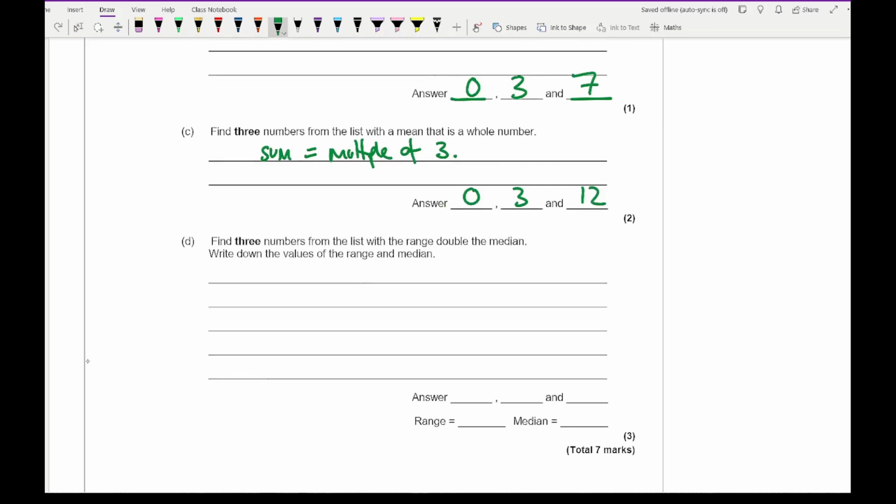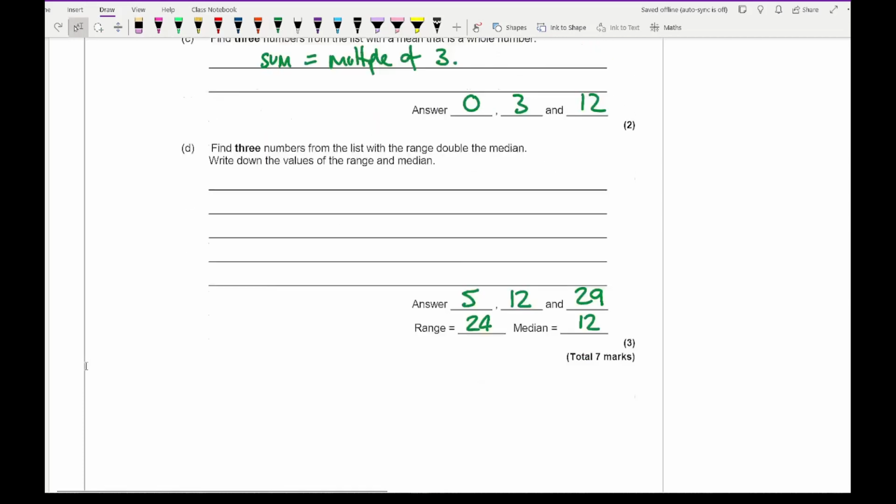So again, a possible answer you could have is 5, 12, and 29. And here the range of the numbers is 24, and the median is going to be 12. And as you can see, double 12 is 24.